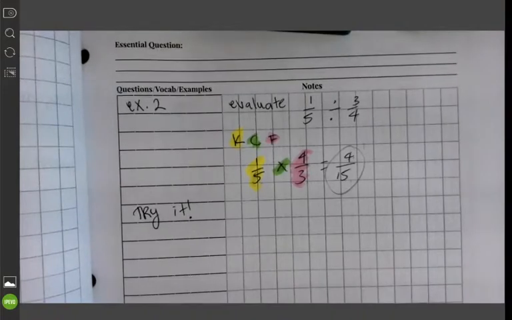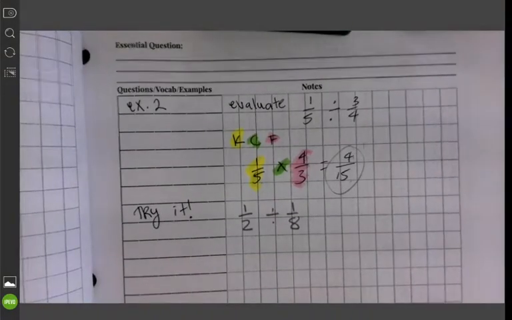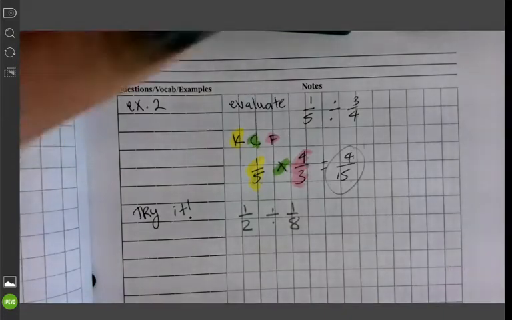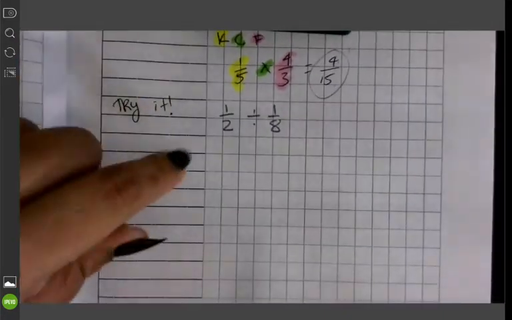All right, I'm going to pause real quick and find the try it for you to do. All right, why don't we do 1/2 divided by 1/8. Go ahead and try it. Push pause and try keep, change, flip.